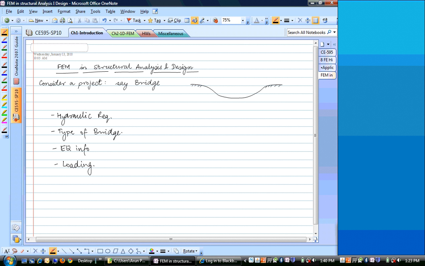So yeah, these are all, obviously this is a very general problem, so 10,000 questions might come to your mind, right? So let's focus in on some of the structurally related questions. So one question is what type of bridge we should choose and what type of loading should that bridge be able to support, right?